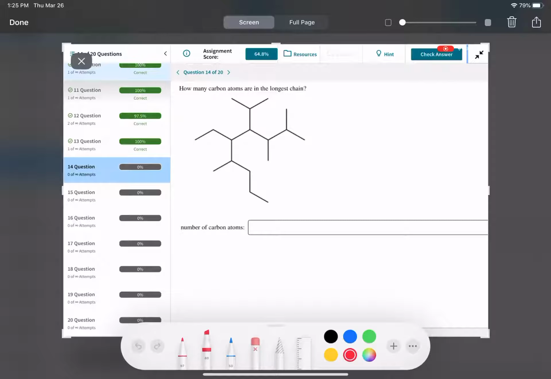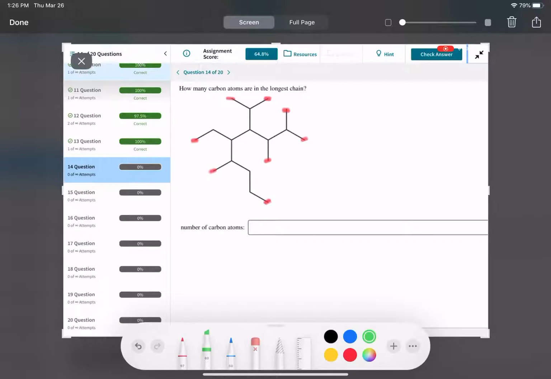When you're looking for the longest carbon chain, remember that you can start at any endpoint. Any one of these carbons could be the end of the chain, and you are trying to get to another end. So maybe you're connecting these two carbon atoms, or maybe you're connecting these two, or these two, or something like that. So you kind of have to look at every single possibility.